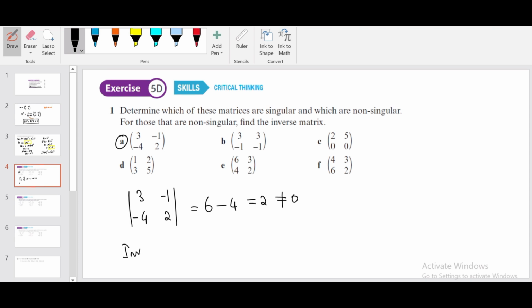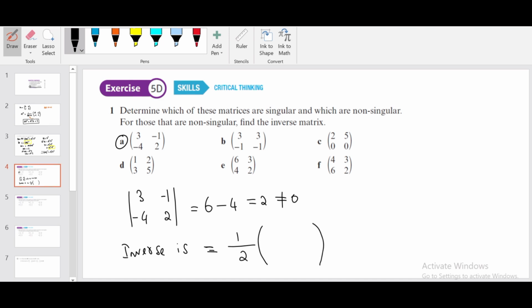So the inverse is, listen to me carefully, 1 divided by the determinant value, and then don't put the lines as this line, that's the determinant. You need to use a matrix, the parenthesis, the bracket.